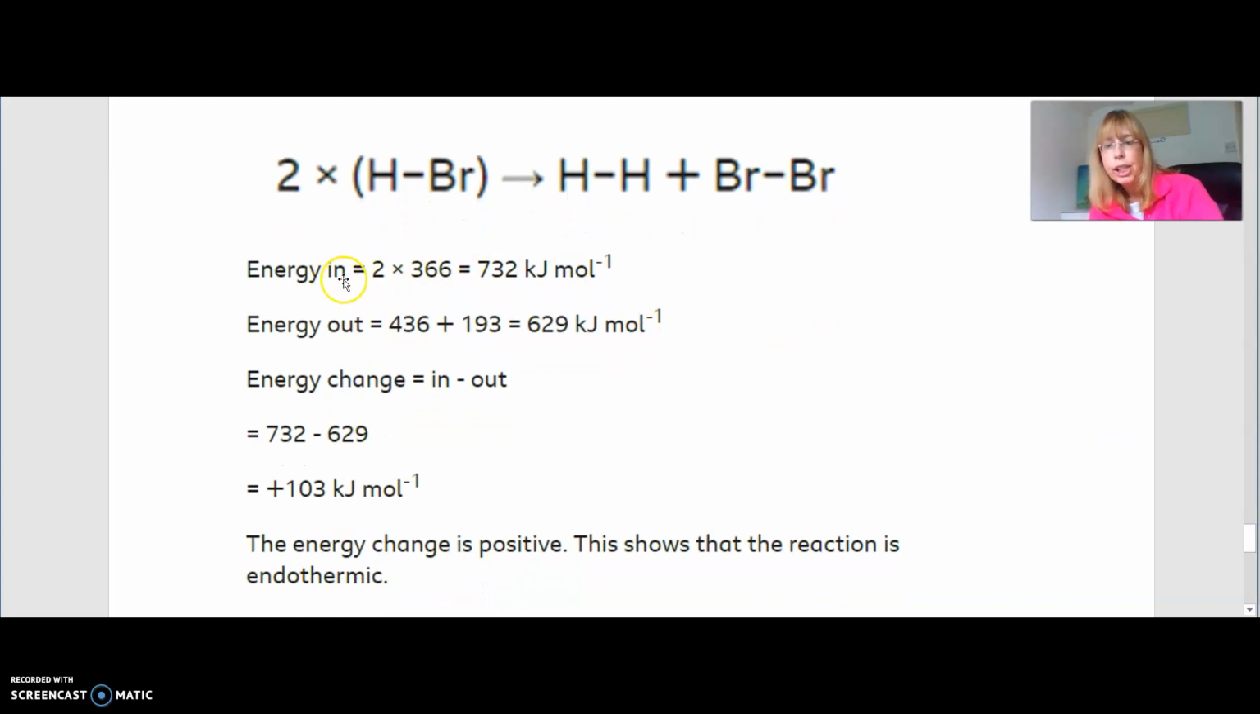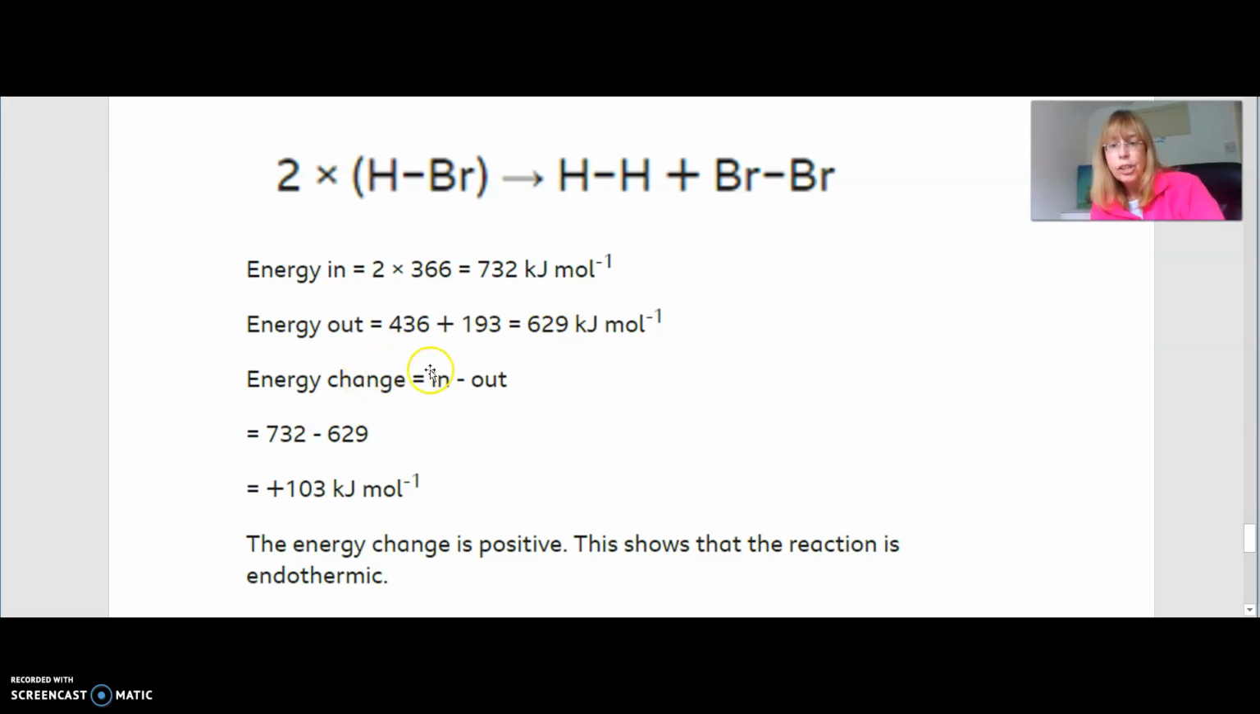To calculate the energy in, we know from the table that HBr has an energy of 366, and you needed to go 2 times 366 to give you that answer of 732 kilojoules per mole. And because it's energy in, that is positive. Energy out is 436, because I've only got one H-H bond, and the value for the Br-Br bond from the table was 193. That gives me a total of 629, which I can always double check on my calculator.